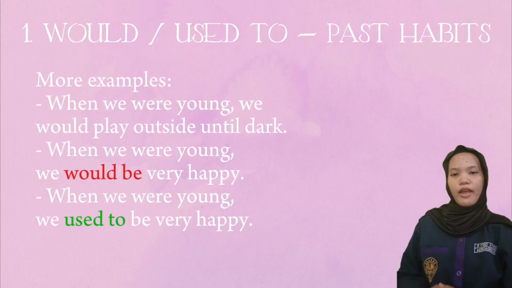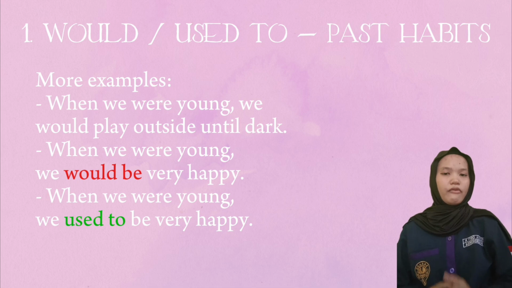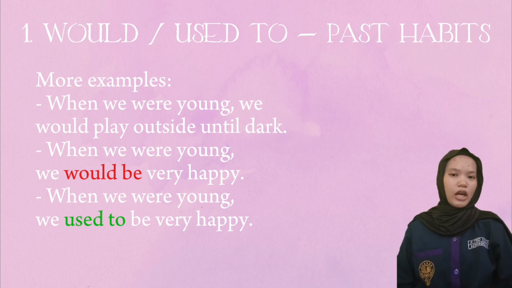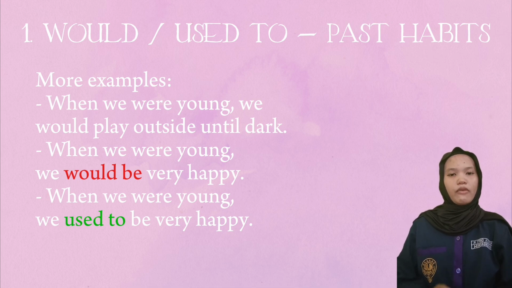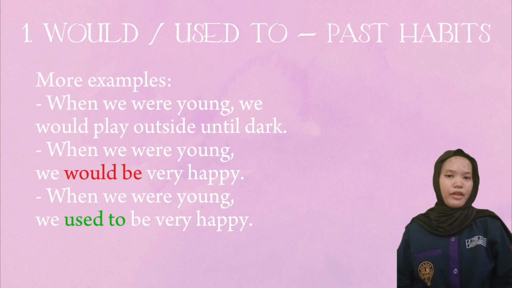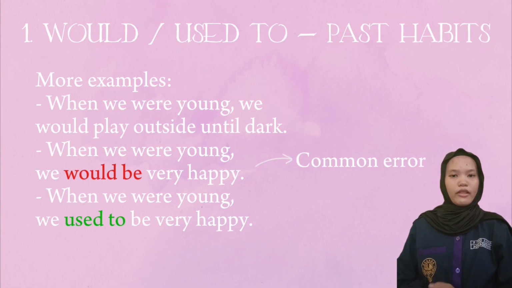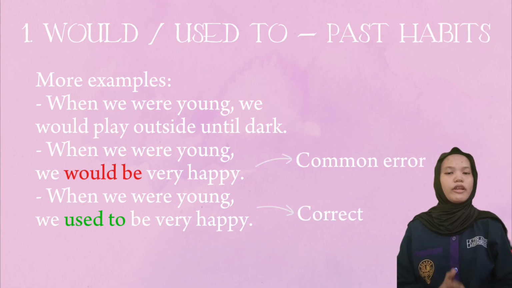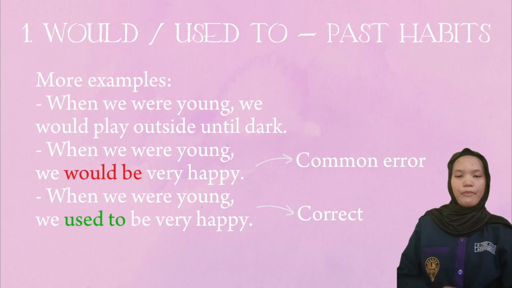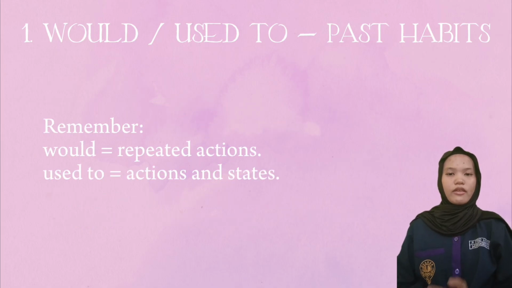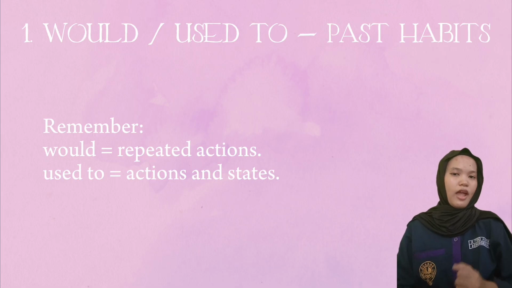Here are more examples. When we were young, we would play outside until dark. When we were young, we would be very happy. It is incorrect. So the correct one is, when we were young, we used to be very happy. Remember that would is for repeated actions, meanwhile used to is for actions and states.